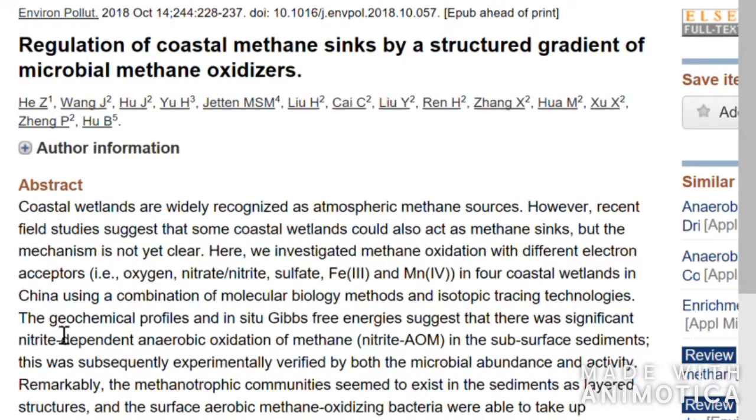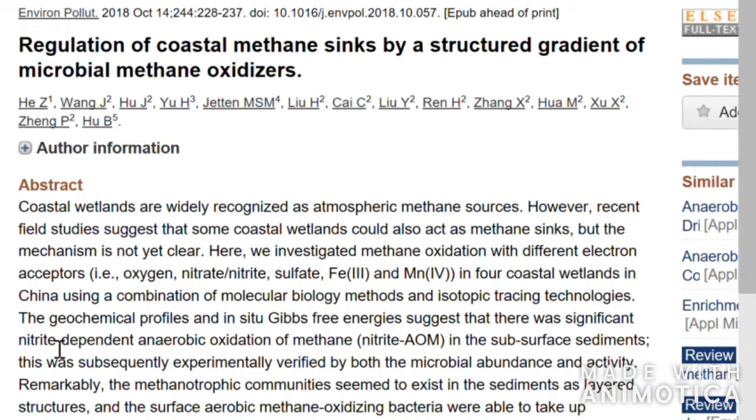The geochemical profiles and in situ Gibbs free energies, so you can interpret that as the analysis suggests that there was significant nitrite-dependent anaerobic oxidation of methane. So there was anaerobic, which means, at this point, I'm assuming you don't know what anaerobic means, so there was this kind of bacteria, or this style of oxidation of methane, and it was nitrite dependent, so you need nitrite to do it.